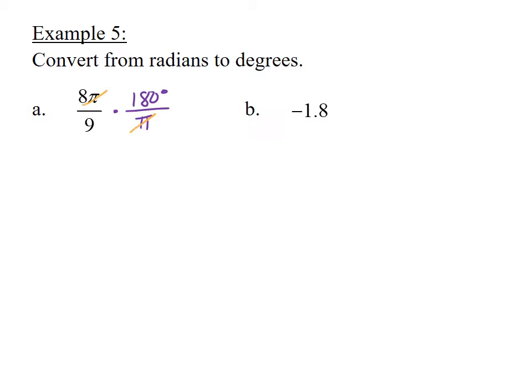Remember, I can multiply across the top and across the bottom, but I can also cross simplify. Not cross multiply, but cross simplify. 9 goes into 9 once, and 9 goes into 180 20 times. So this is a little bit easier to manage when multiplying. 8 times 20 is 160 degrees. So 8 pi over 9 radians is equivalent to 160 degrees.